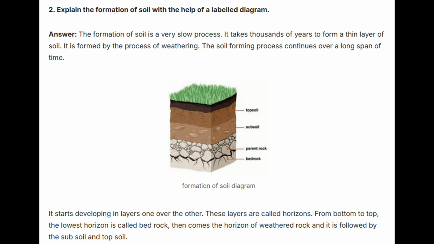Second, explain the formation of soil with the help of a labelled diagram. Answer. The formation of soil is a very slow process. It takes thousands of years to form a thin layer of soil. It is formed by the process of weathering. The soil forming process continues over a long span of time. Diagram of formation of soil. It starts developing in layers one over the other. These layers are called horizons. From bottom to top, the lowest horizon is called bedrock. Then comes the horizon of weathered rock and it is followed by the subsoil and topsoil.